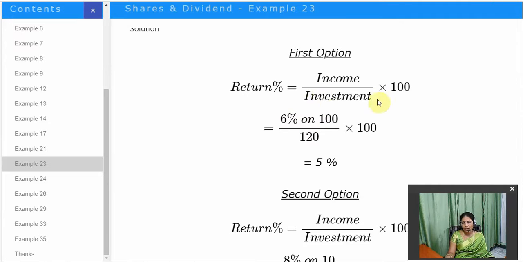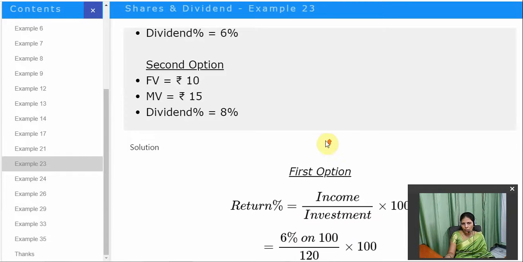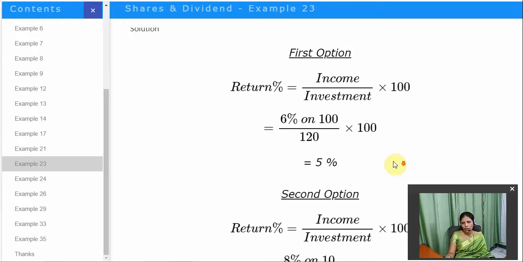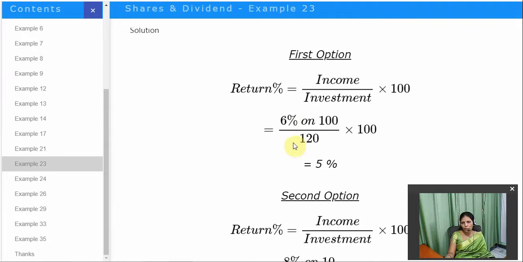Divided by investment. Investment is what? The market value per share. So here you are writing the market value per share. What is the market value per share? 120 rupees. So you are substituting that 120 as market value per share. So when you simplify this, you get the return percentage as 5. So 5% is your return from the first company, or that is the first option.